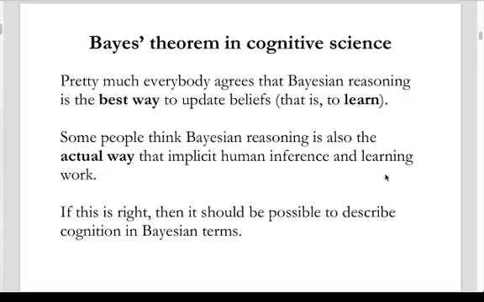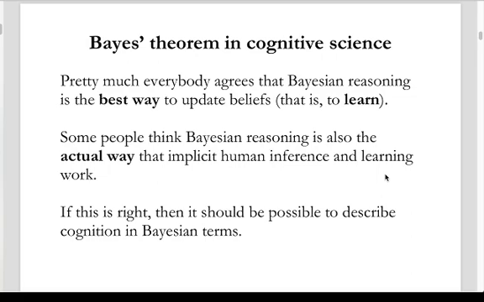So pretty much everybody, at least everybody who works in math and statistics, agrees that Bayesian reasoning is the best way to update beliefs. That is the best way to learn, right? It is mathematically optimal for learning. Some people also think Bayesian reasoning is the actual way that implicit human inference and learning work, right? If that's right, then it should be possible to describe cognition in Bayesian terms. And this is exactly what some large branch of the cognitive sciences have been doing for the last 20 or 30 years, trying to show that the way people actually do cognition conforms to Bayes' theorem and is Bayesian in that broad sense.